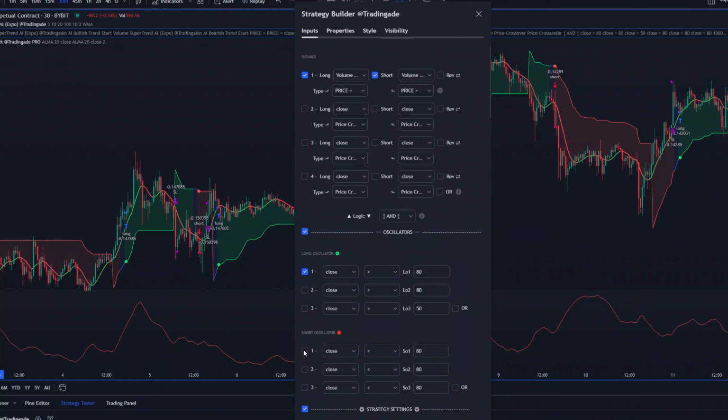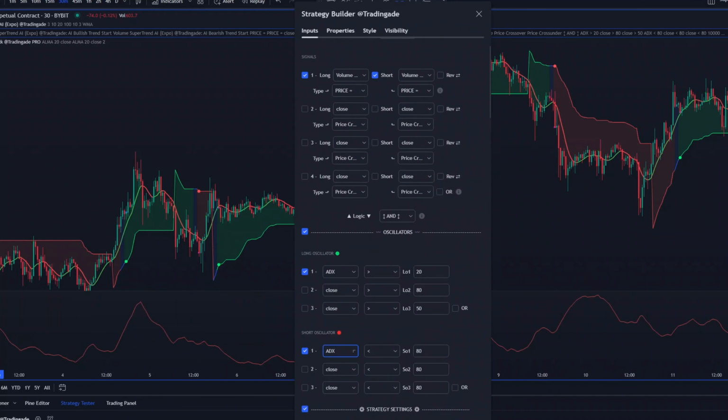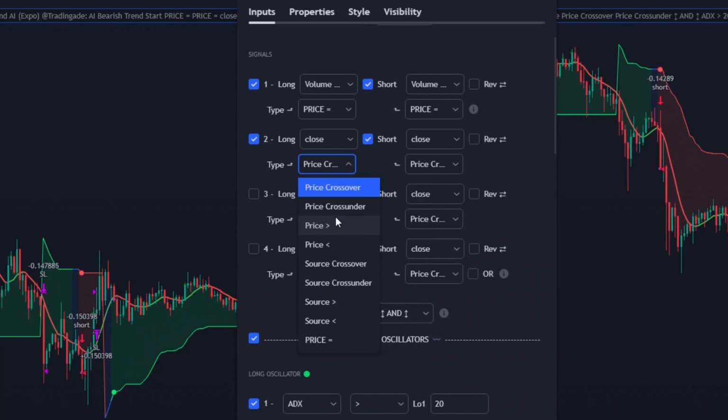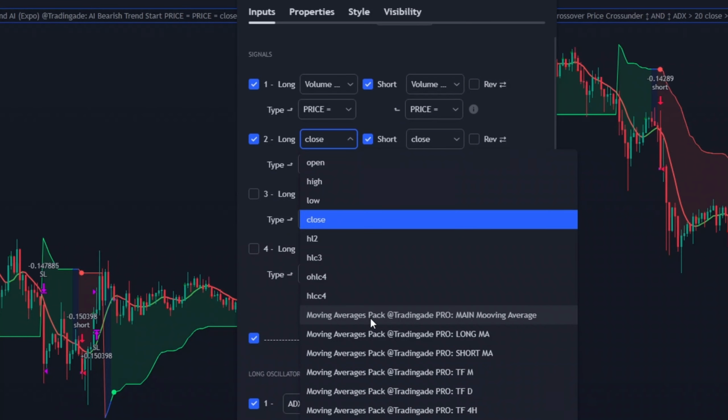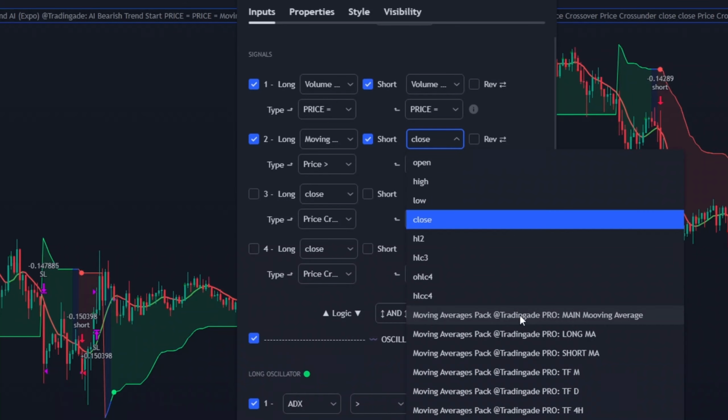We apply one rule for long and one rule for short. We select here the ADX, and we want it to be above the 20 level. This will help us to avoid a low volatility period. And the same for short position. We select ADX, and we need it to be greater than 20. And then the third and last rule, for a long position, the price must be above the moving average, whereas for short position we need the price to be below the moving average.